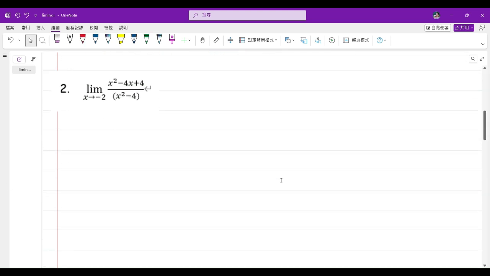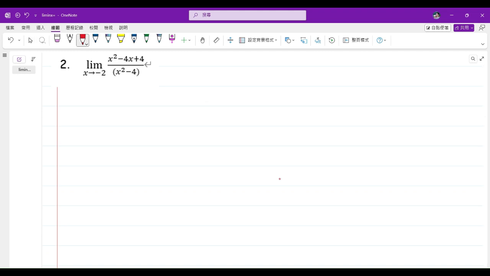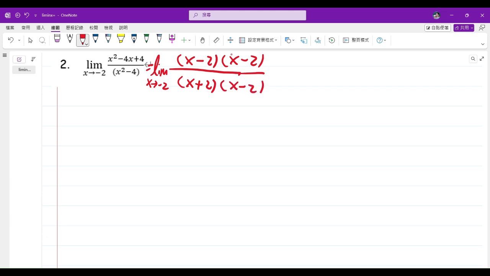The second question, okay, so we have to factor, right? So that would be x minus 2 times x minus 2. Oh, I forgot the limit. That's very important. The limit as x approaches negative 2. And for the denominator, I can factor into x plus 2, x minus 2. Alright, so factor this out. So that becomes the limit as x approaches negative 2 of x minus 2 over x plus 2.